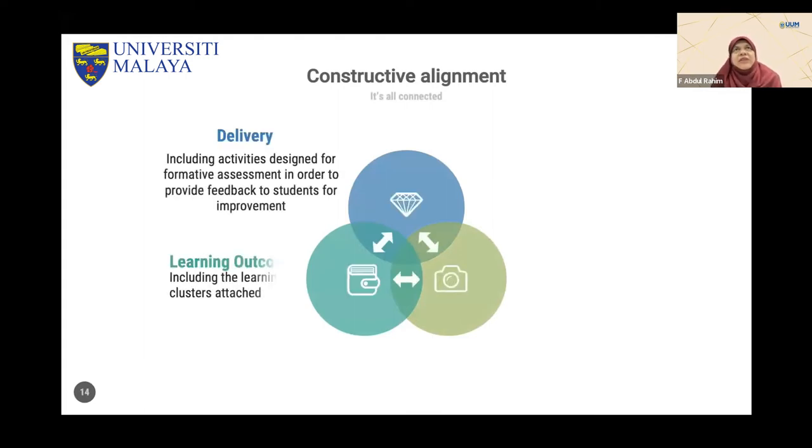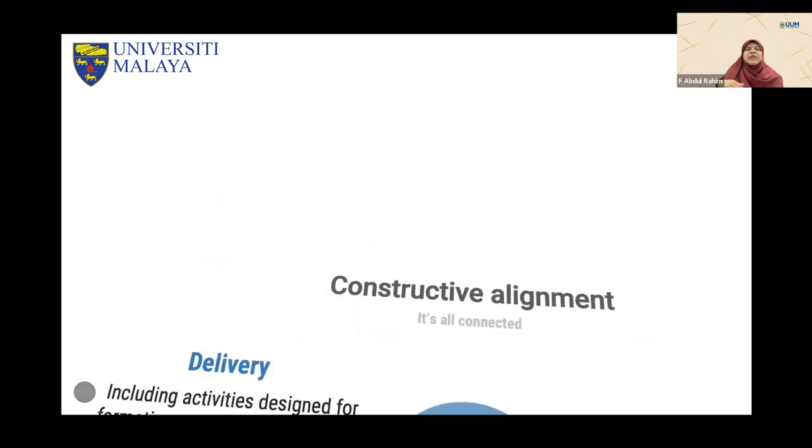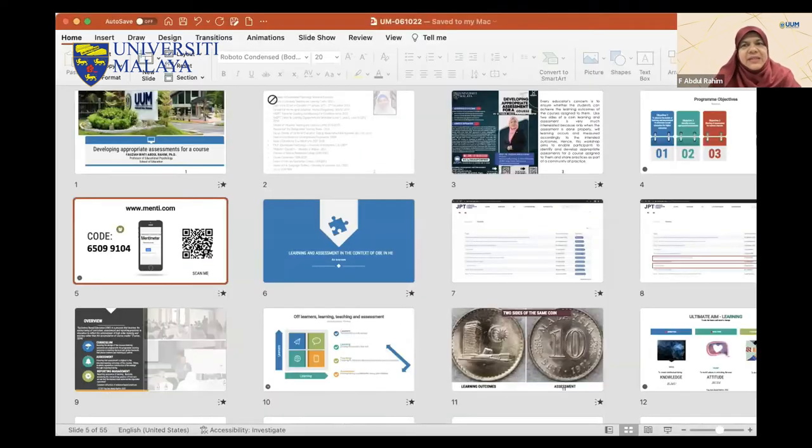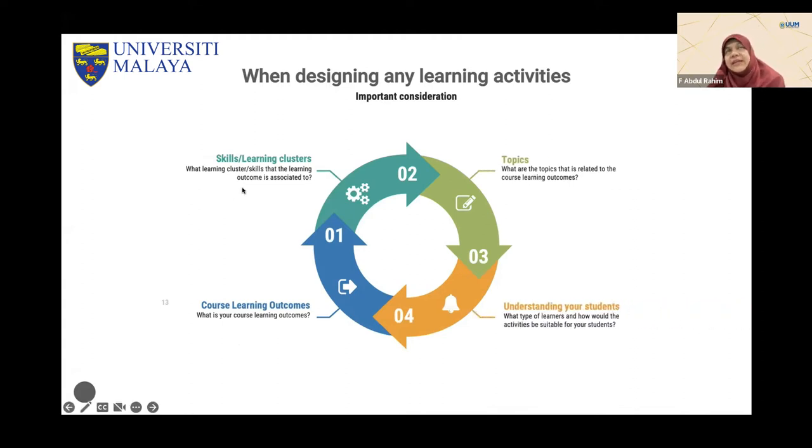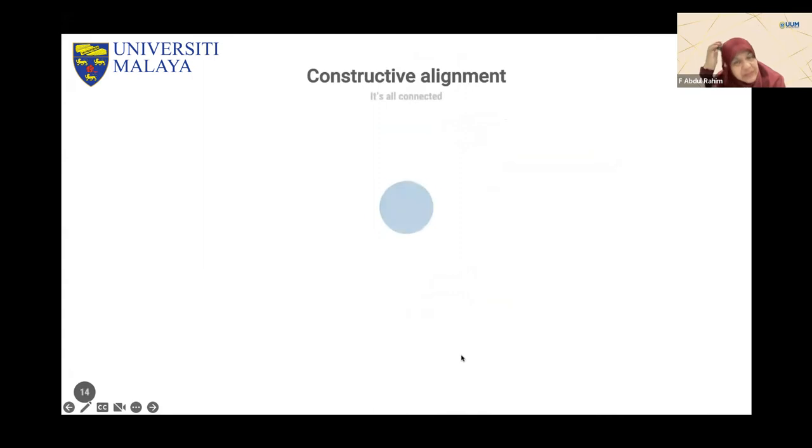So what is constructive alignment? As I was saying, we start with the course learning outcome and then look at the skills that are connected to the course learning outcome. Then only do you look at the topics. And of course, when you are preparing the activities, you have to consider the types of students that you have in the classroom. Then only are you able to develop the right activities.